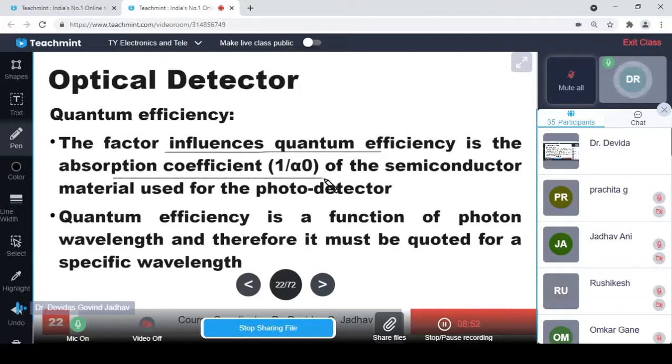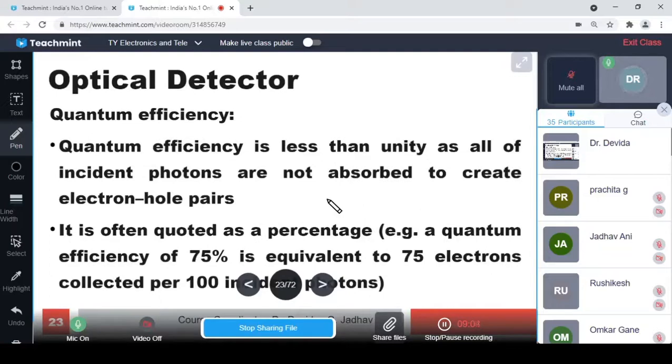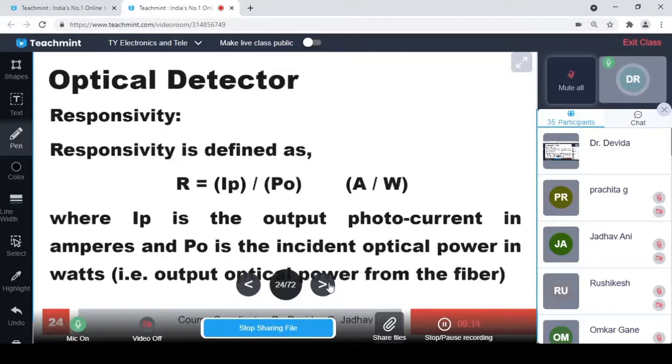Quantum efficiency is also a function of the wavelength. So whenever the quantum efficiency is mentioned, the wavelength is always mentioned. Quantum efficiency is always less than unity, and it is a fraction. It is mentioned as a percentage, and while taking it into calculation, it is taken as a fraction. Responsivity R is equal to Ip upon Po. Ip is the generated photocurrent, and Po is the incident optical power. The unit is ampere per watt.